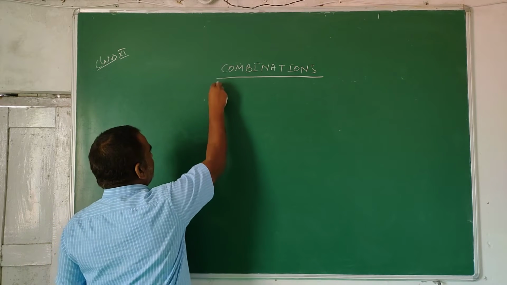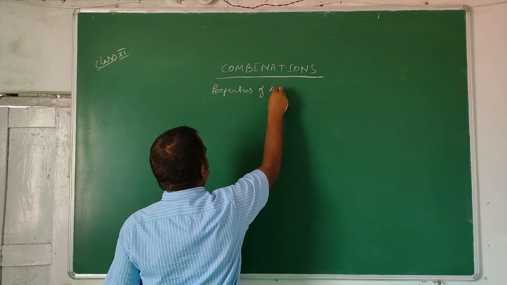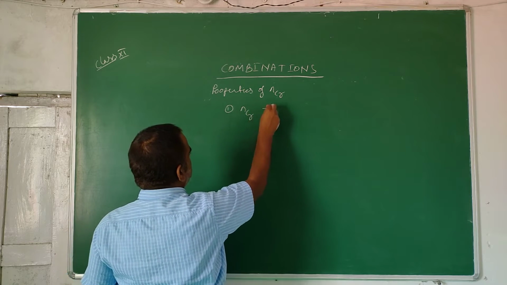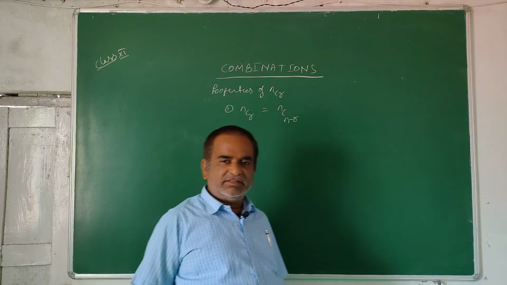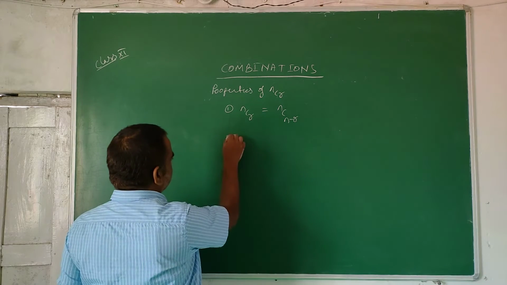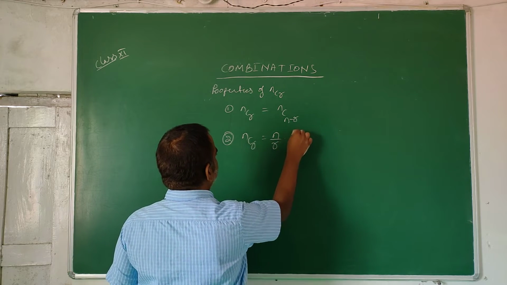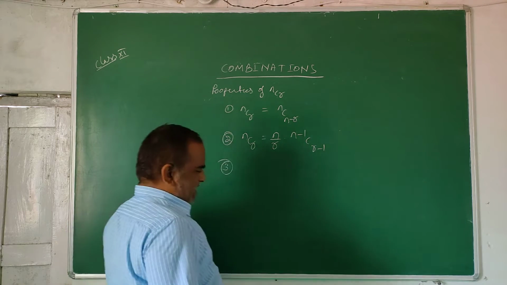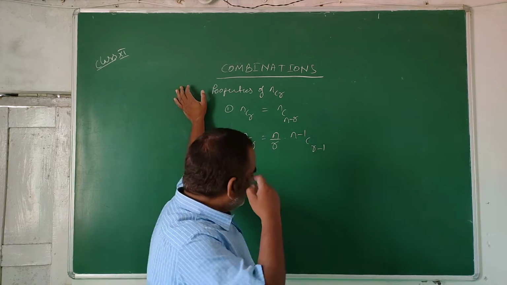Now important properties of nCr. Number 1, nCr is always equal to nC(n minus r). Please do remember, these all are most important properties. nCr is always equal to nC(n minus r). nCr is equal to n by r into (n minus 1)C(r minus 1). We will use this in solving problems relating to combination exercise.